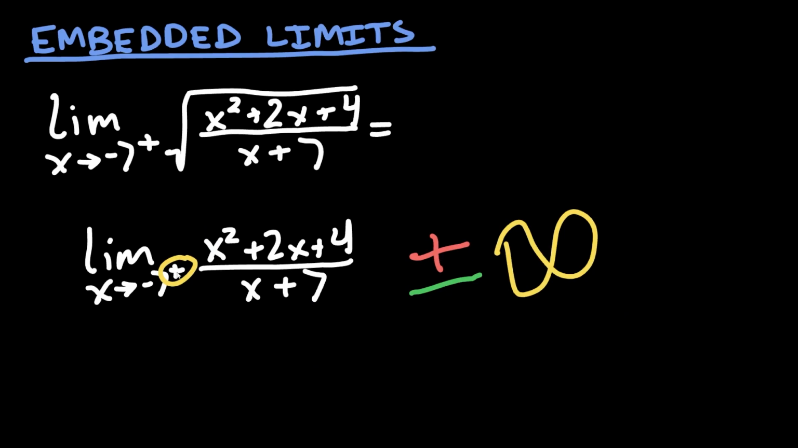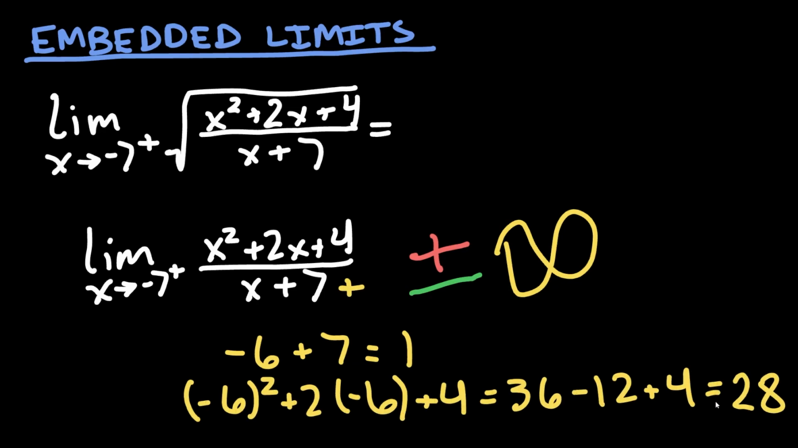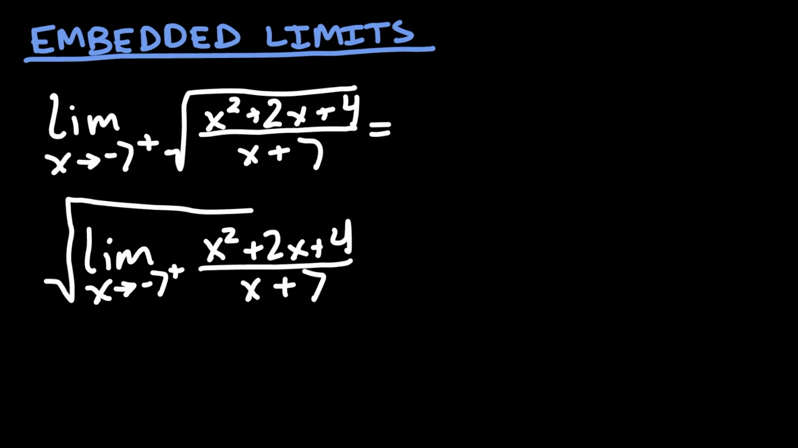Since we're going from the right, let's use a number like -6. -6 plus 7 is positive 1, so the bottom is positive. And if we use -6 for the top, we get an answer of 28, which is also positive. And remember, the only thing that matters is that it gets more positive, because as we get farther away from -7, the answers only get bigger and bigger and bigger. Oops, I guess I erased the square root at some point, my bad.